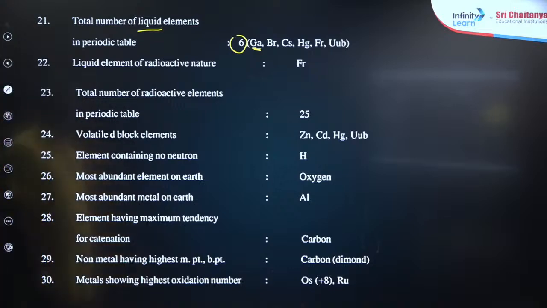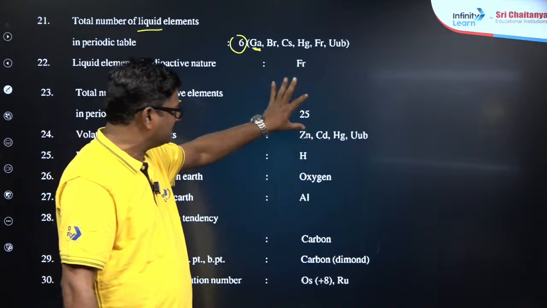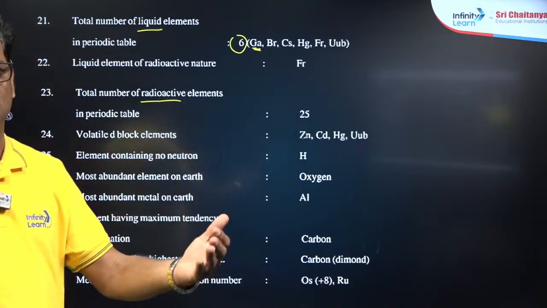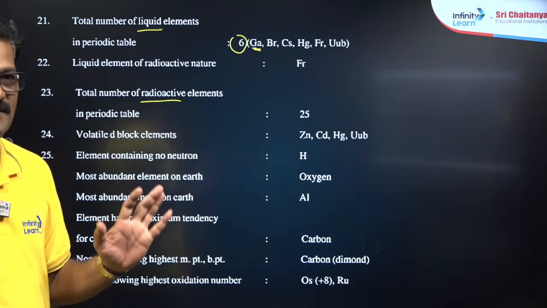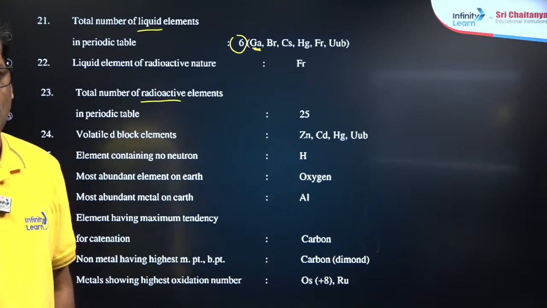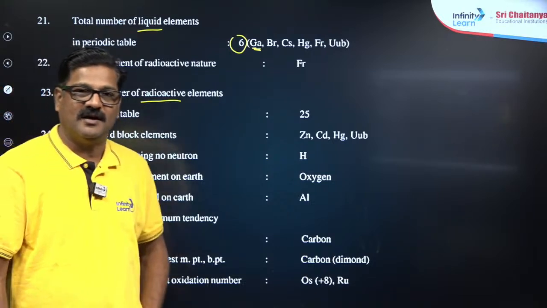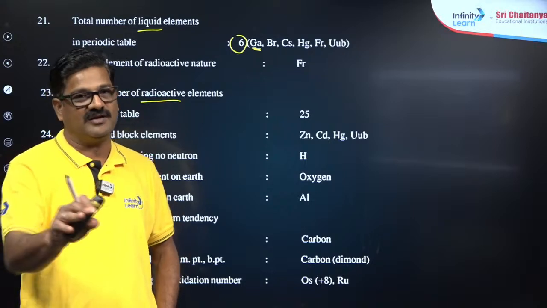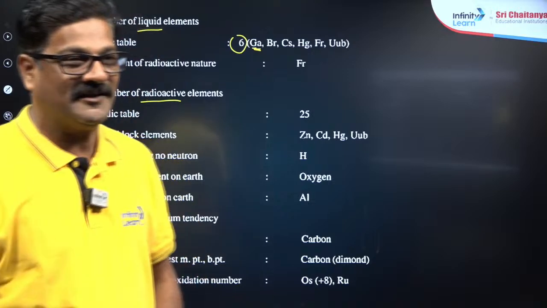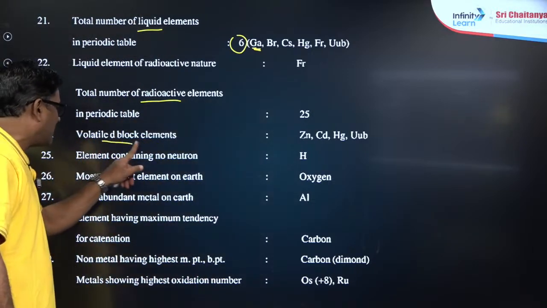right? Now, the total number of radioactive elements, this is not that important, okay, because any artificially discovered elements are going to be radioactive. Yes, liquid gallium in summer. And after lead in the periodic table, all elements are going to be radioactive. Just keep that in your mind. And volatile d-block elements.